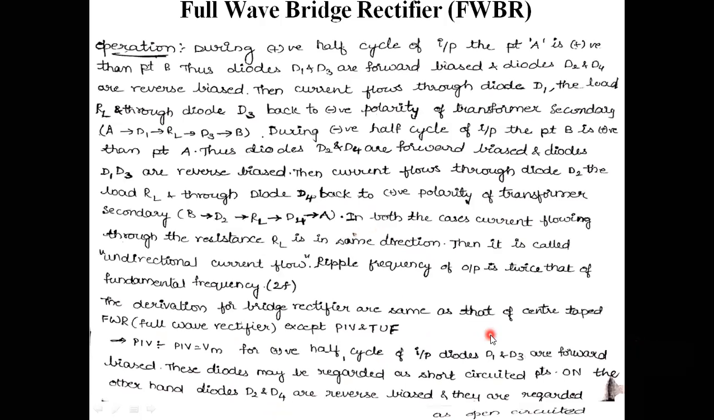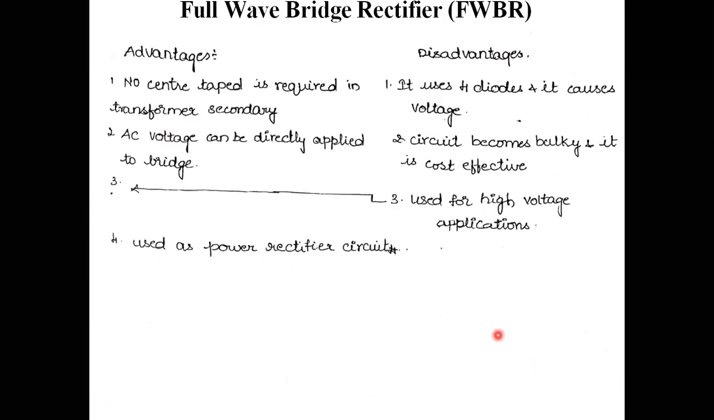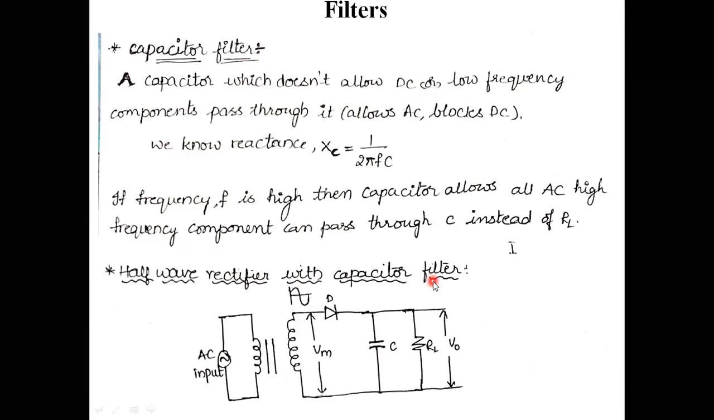All the terms are the same, but only 2 terms differ. Those 2 terms are TUF and the peak inverse voltage. Peak inverse voltage is equal to Vm. TUF is equal to 81.2%. This is the basic difference between the full wave rectifier and the bridge rectifier, along with the advantages and disadvantages of the bridge rectifier.